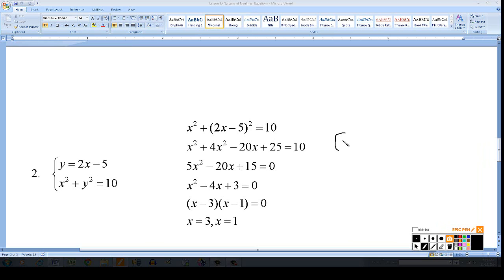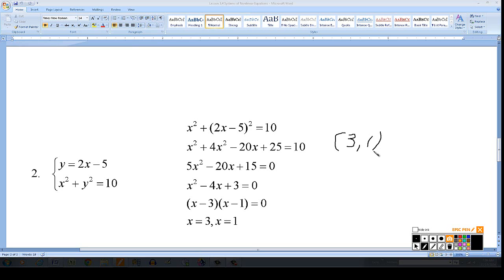So if x is equal to 3, okay, so put a 3 right here where the x is. 3 times 2 is 6. 6 minus 5 is 1. So one solution is the ordered pair 3, 1. When x is 3, y is 1.